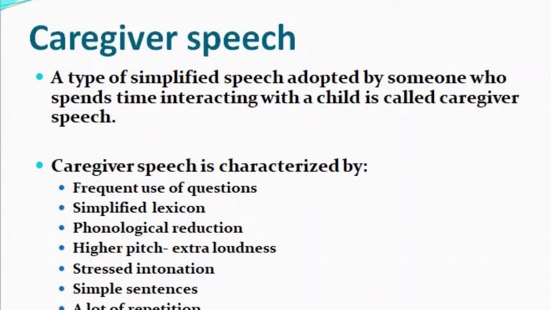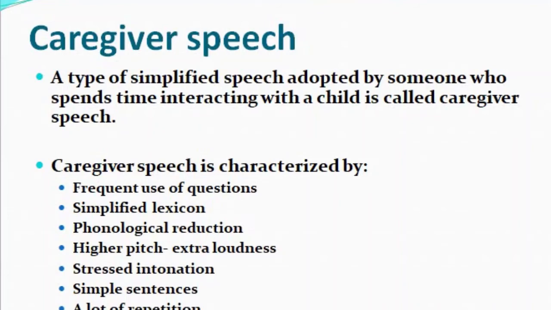Number one, it is characterized by frequent use of questions. Number two, simplified lexicon. When talking to children, when talking to any child, we cannot use the complicated set of lexemes in our minds. We use only the ones that the child knows, so that we can make the channel of interaction. Number three, phonological reduction. We always say, oh baby, oh doggy, oh eat this cookie, and so on and so forth. And this kind of phonological reduction is easier to the child than the complete phonological utterance of any given word.